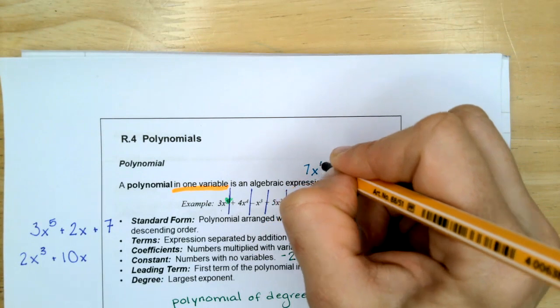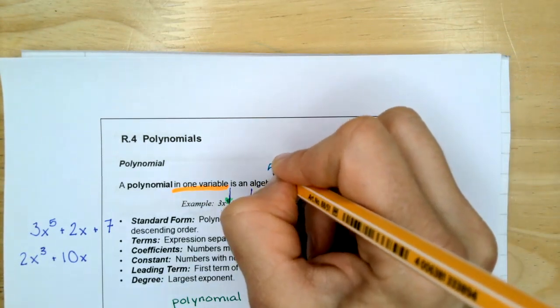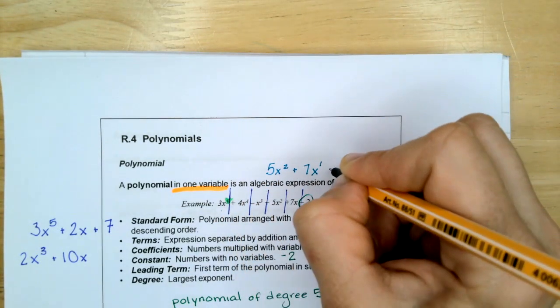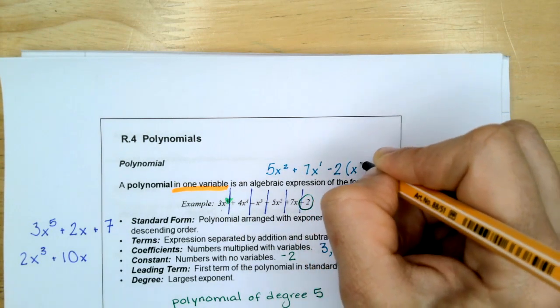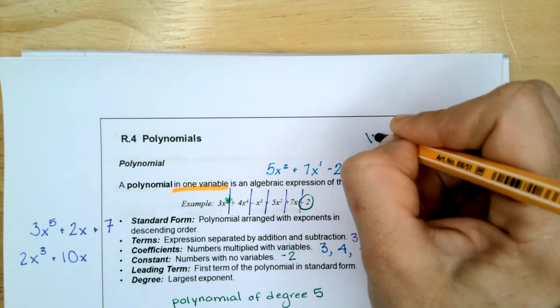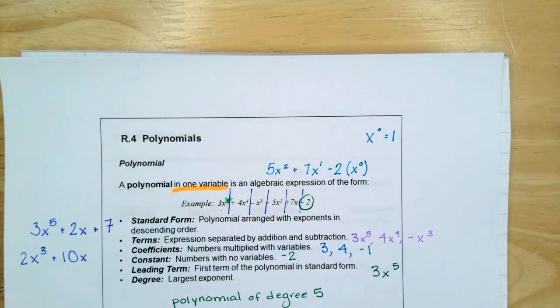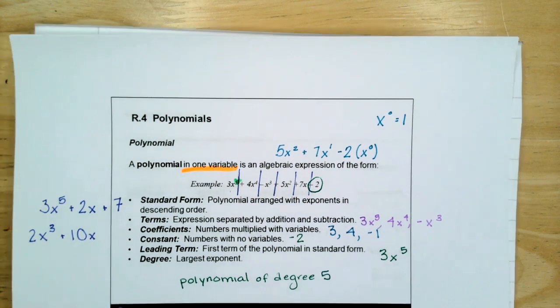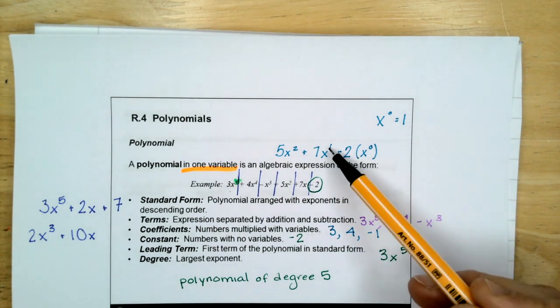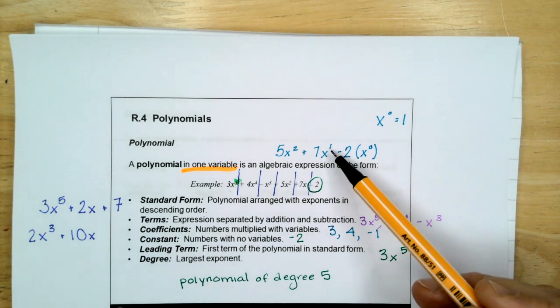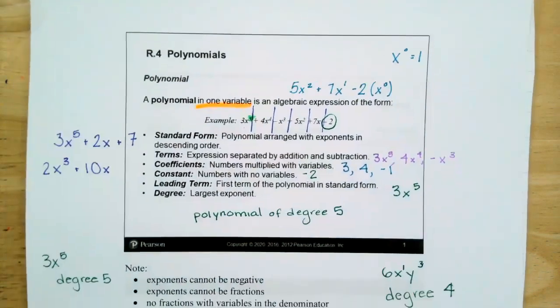7x, in this case, x is to the 1, right? 5x squared. And then if you think about it, 2 is being multiplied by x to the power of 0 because anything to the power of 0 is 1. 1 times 2 is 2, or 1 times -2 is -2. Okay, so you can have a power of 0, you can have a power of 1, you cannot have a fraction, and you cannot have a negative number.